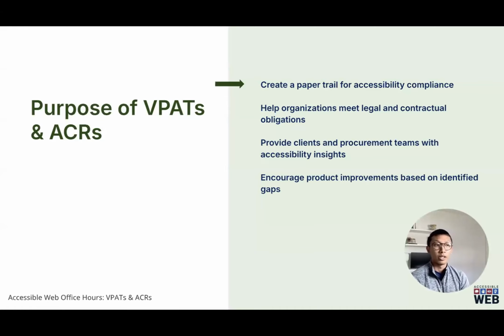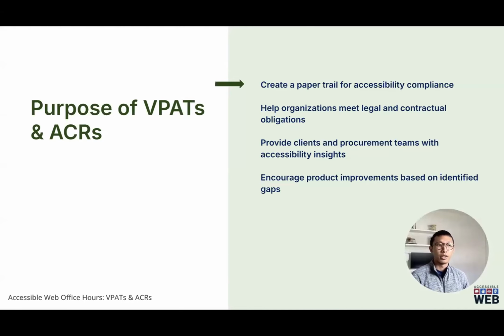Third, VPATs and ACRs provide clients and procurement teams with accessibility insights. Instead of taking a vendor's word for it, buyers can review an ACR to see exactly how a product meets or doesn't meet specific accessibility criteria. This transparency allows for better decision-making and helps buyers choose products that align with their accessibility goals.